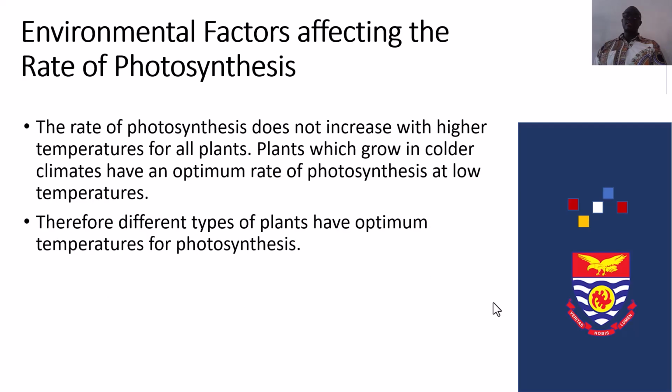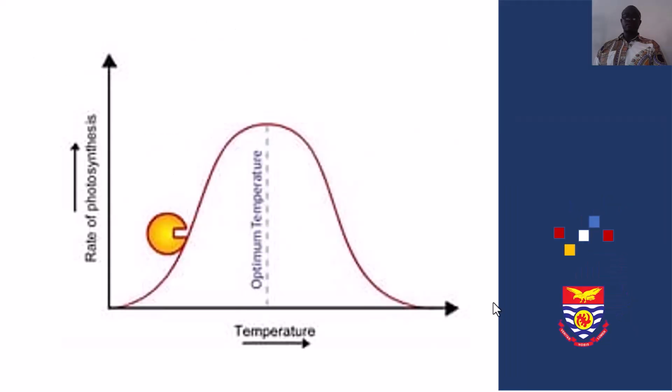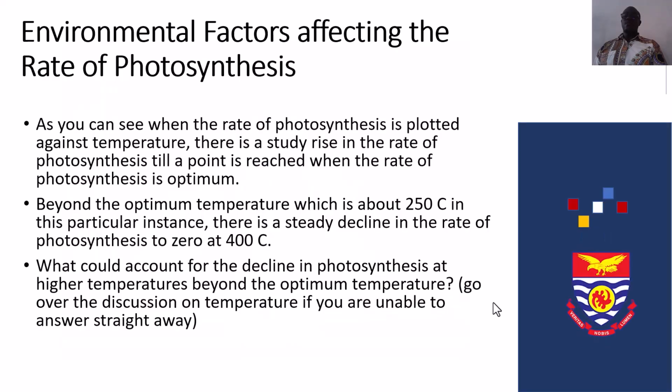The rate of photosynthesis does not increase with higher temperatures for all plants. Plants which grow in colder climates have an optimum rate of photosynthesis at low temperatures. Therefore, different types of plants have optimum temperatures of photosynthesis. So you have a rate of photosynthesis and the optimum temperature. You realize that you have a bell-shaped graph.